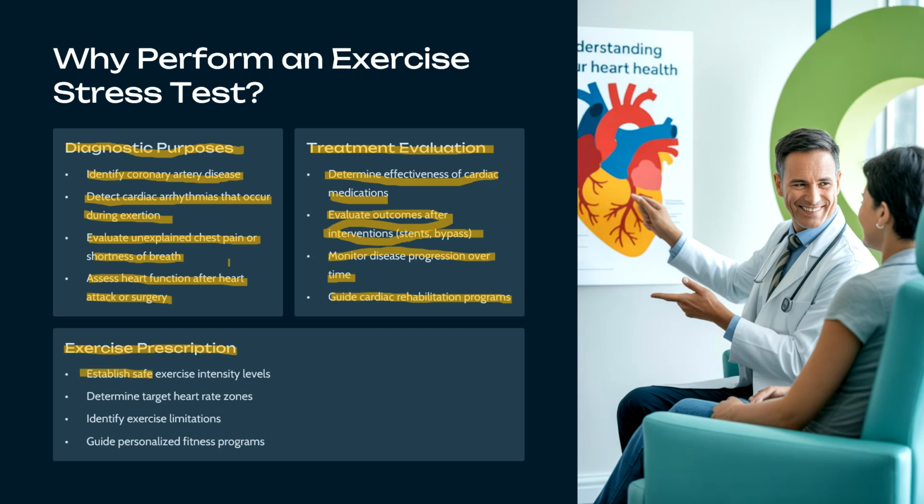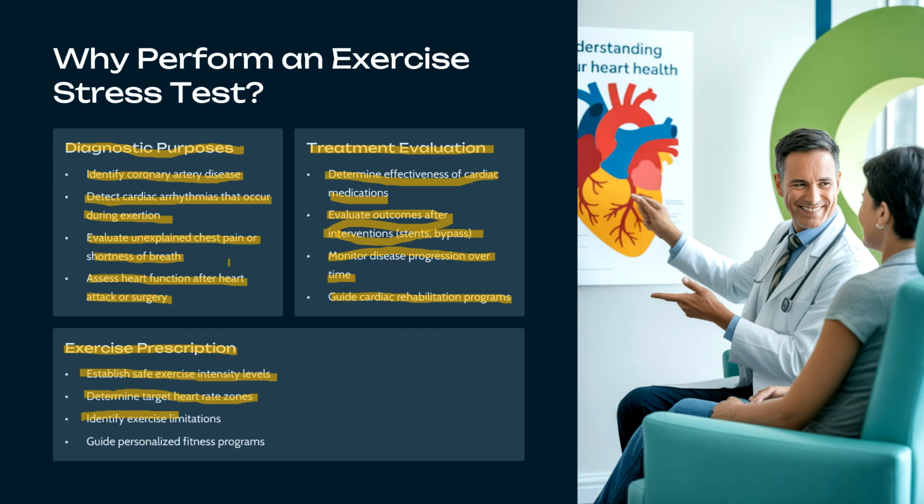Establish a safe exercise intensity level. What is the basic intensity level for the person to perform a safe exercise? Next, determine the target heart rate zone. A person suffering from the cardiac arrest or after rehabilitation with the medicine should not attain the heart rate which is normal for a regular healthy person. So that is also fixed.